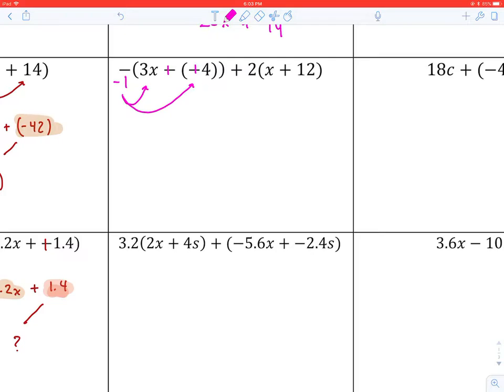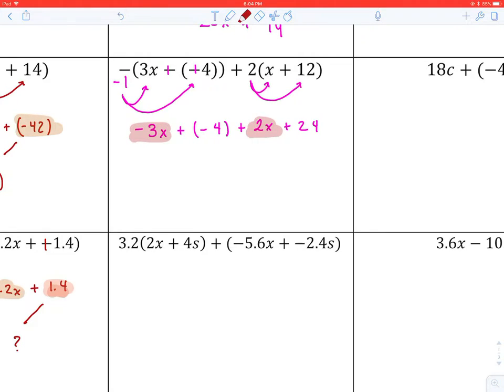We're going to do the distributive property. Negative 1 times 3 is negative 3, and then the x stays. So that's negative 3x, plus negative 1 times what is now a positive 4 is going to be a negative 4. And then plus 2 times x, which is 2x, and then 2 times 12, which is 24.